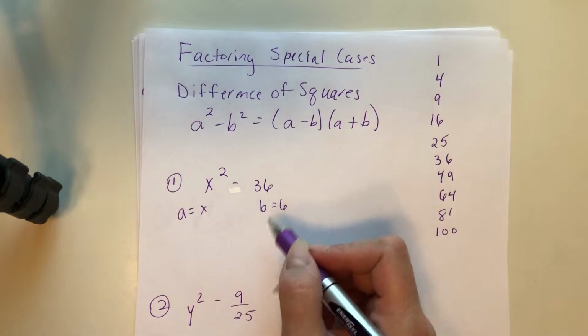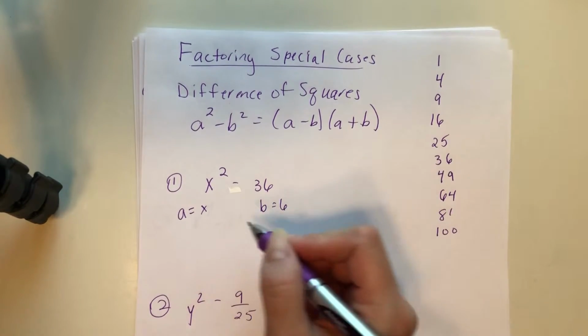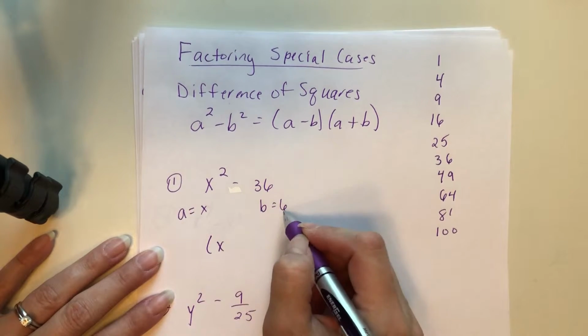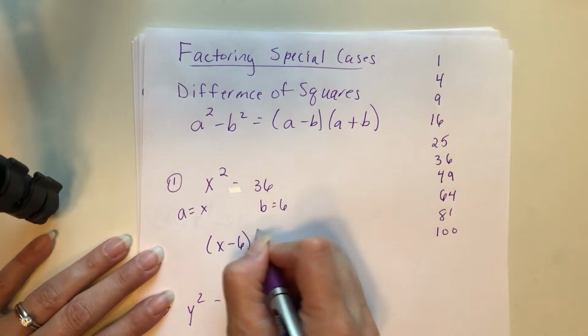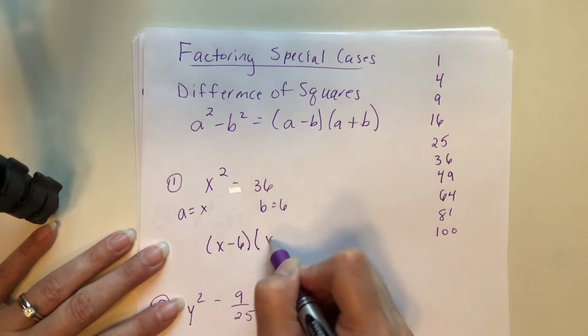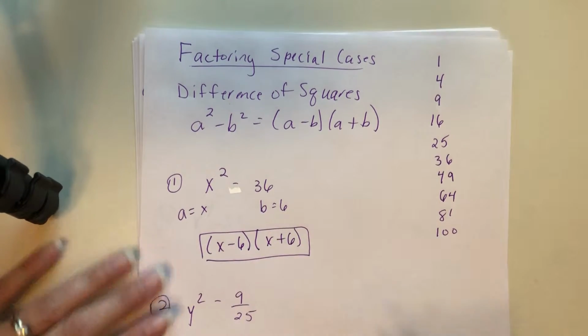Once I've determined A and B, they go straight into my formula. So my answer is going to be x minus 6 times, and then A plus B, that's going to be x plus 6. And that's it.